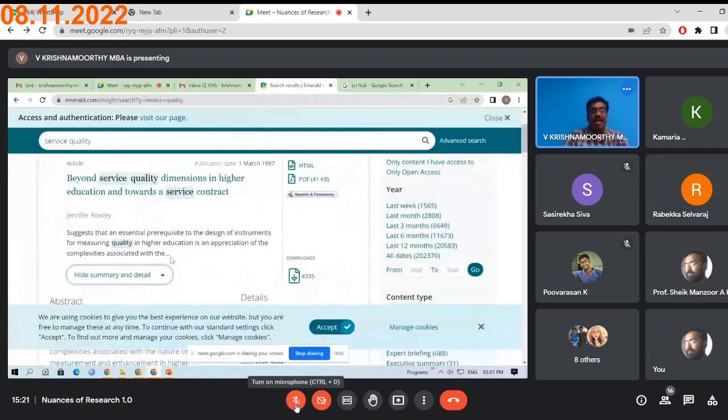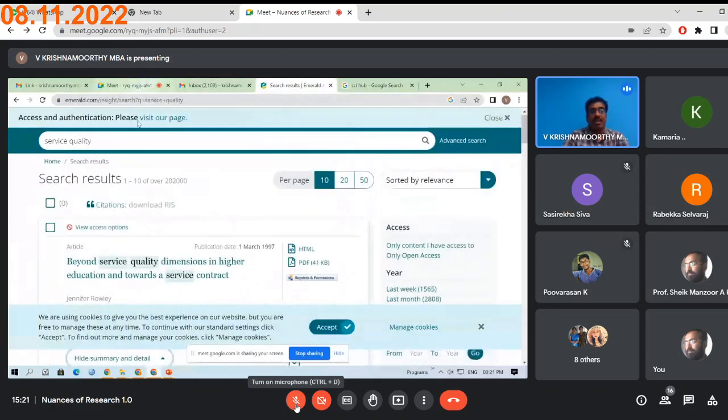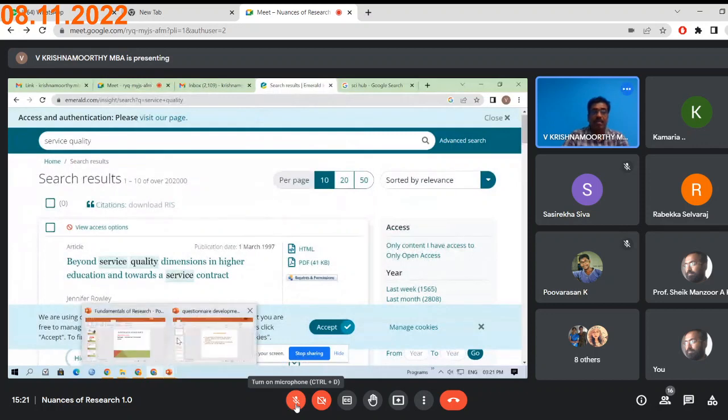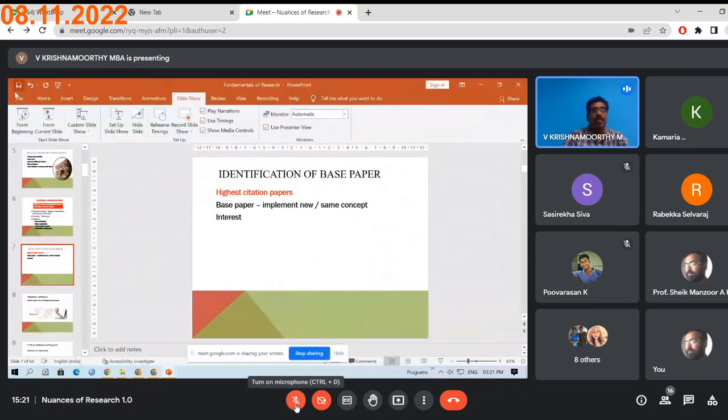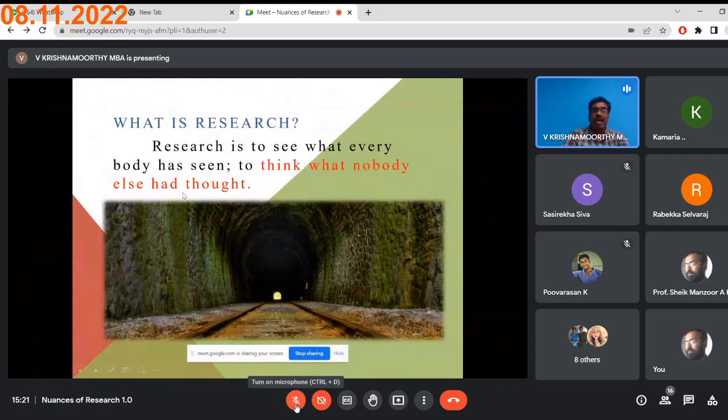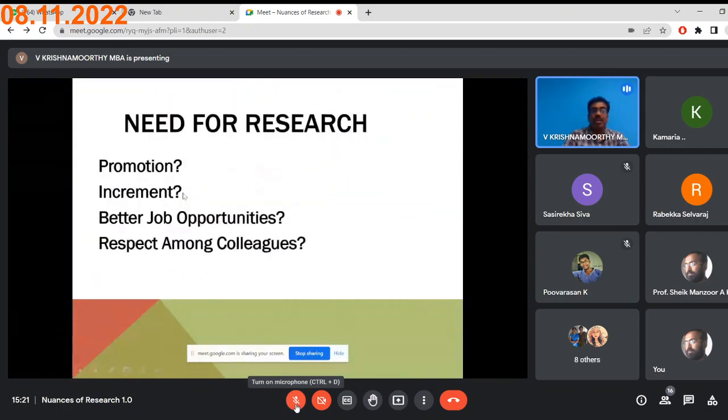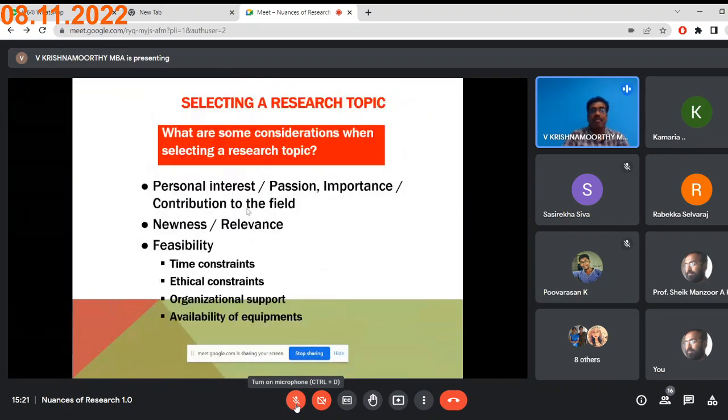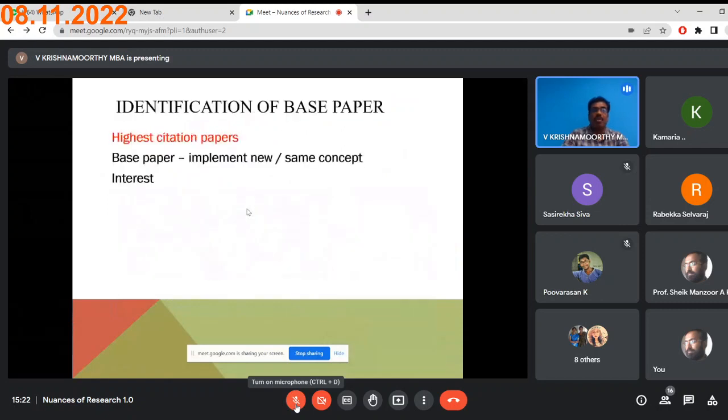Now, what is our intention? What is our aim? We are supposed to identify the base paper. The base paper can be identified by two different methods. First one, number of downloads. If the paper is very good, definitely a huge number of people might download it. Say, for example, 10,000 or 20,000 people might download your research paper. Number of downloads.